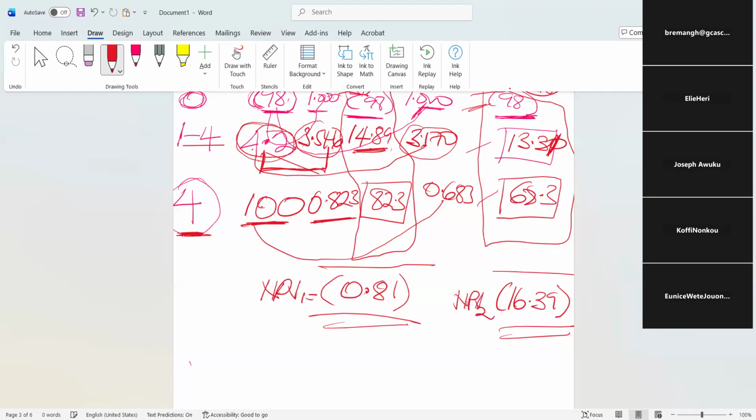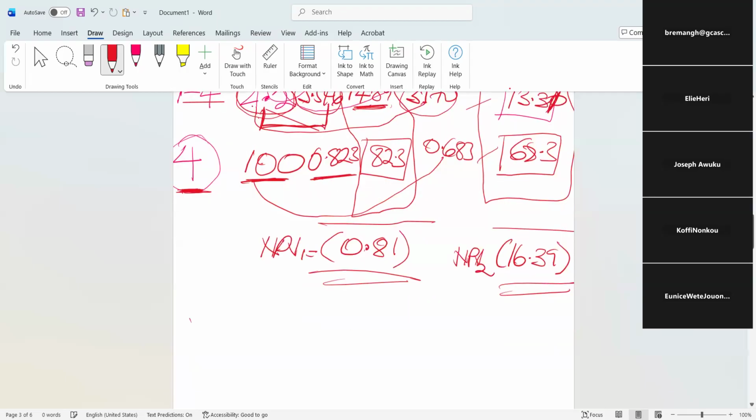At the point where the NPV is negative 0.81, the discount factor was 5%. And here the discount factor was 10%. So in calculating internal rate of return, we need two discount factors and two NPVs. The two discount factors are 5% and 10%, and the NPVs are negative 0.81 and negative 16.39. That's what you need.